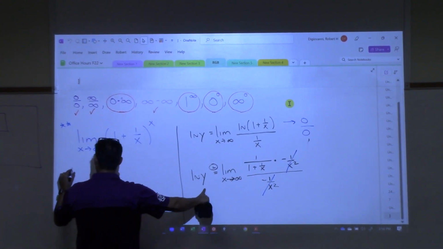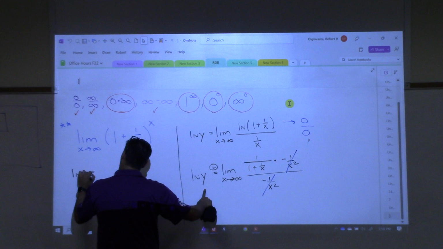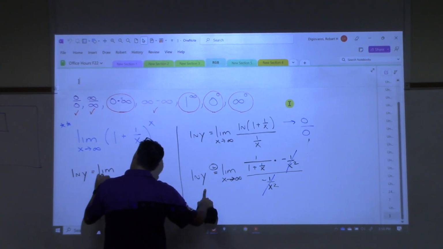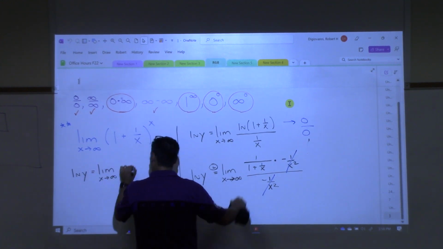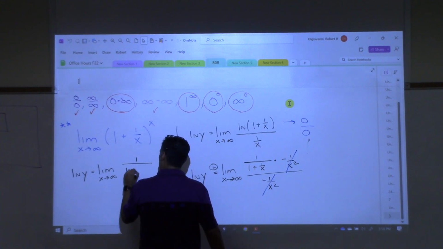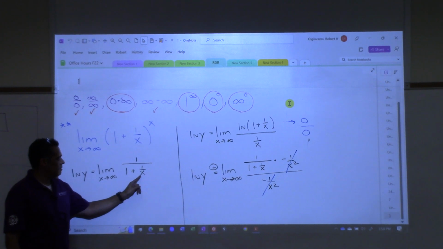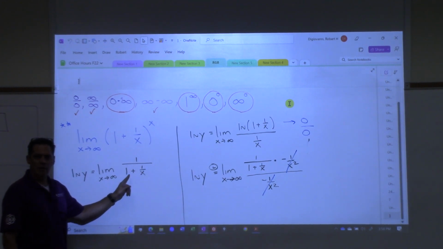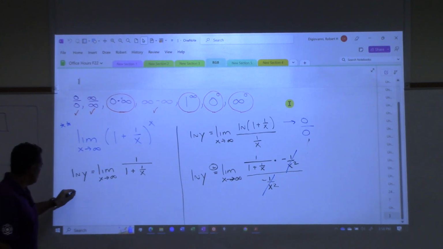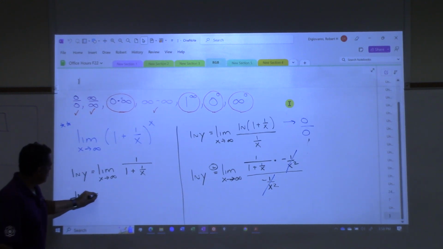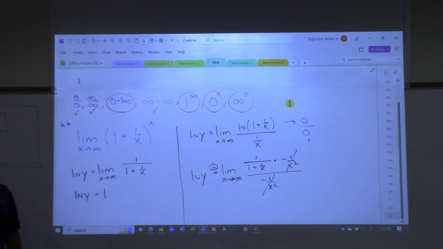We're left with the natural log of y equals the limit as x goes to infinity of 1 over 1 plus 1 over x. And if I let x go to infinity here, 1 over infinity goes to what? 0, and you just get 1 over 1, which is 1. So the natural log of y equals 1. That's not our answer, because remember, we wanted to know what y was, right? So how do we get y back? How do we kill off the natural log?